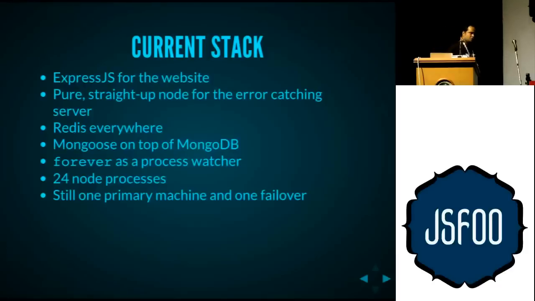There are 24 Node processes on production as opposed to just one when I had launched. Now there are 24 processes that are sort of harmoniously working towards catching errors. And, you know, it's still working off one machine. It's now far more beefed up than it was before, and there is still a failover machine as well. But there's still one primary machine and everything is running off of that.